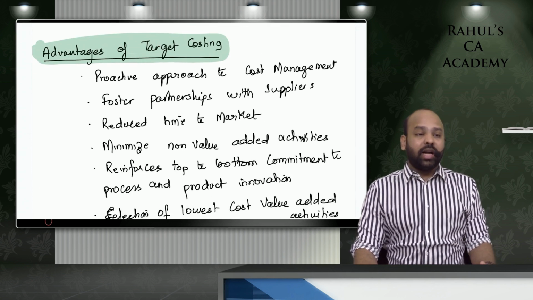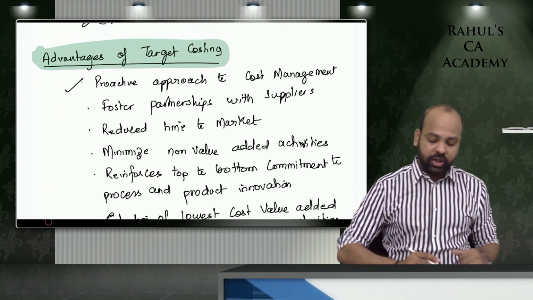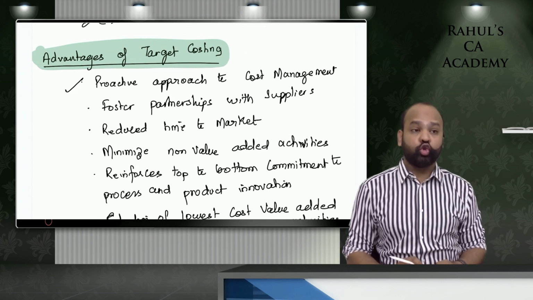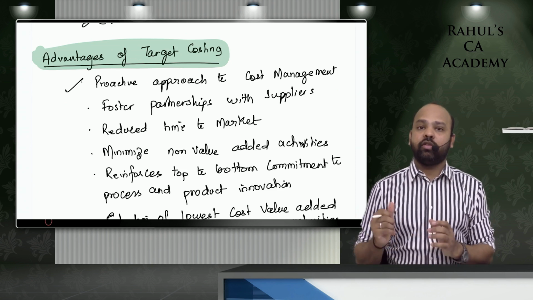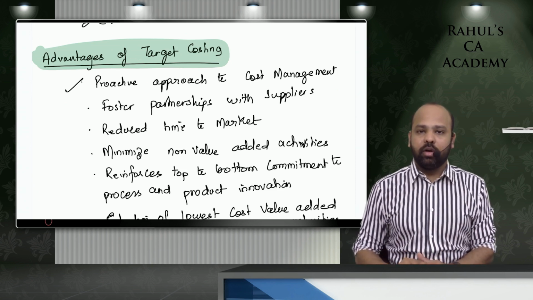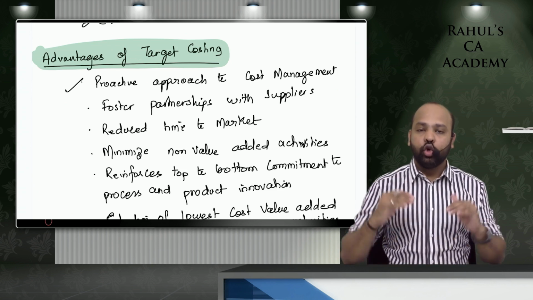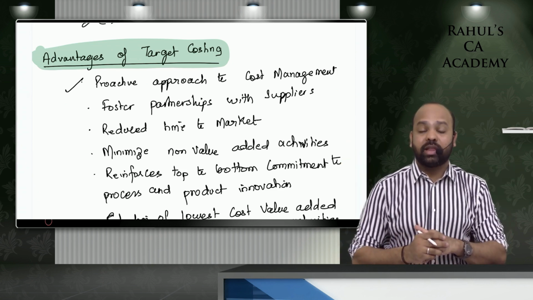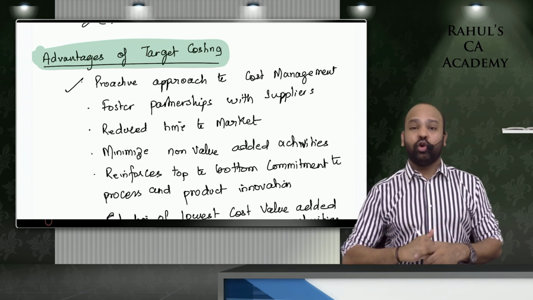Now, what are the advantages of target costing? The most important advantage of target costing is that it is a proactive approach to cost management. It is not that you are undertaking cost reduction because your profitability has gone for a toss or because of sudden changes in the market scenarios. You are being proactive in your approach. You are foreseeing all of this, without actually waiting for profits to reduce. You are implementing all of this.